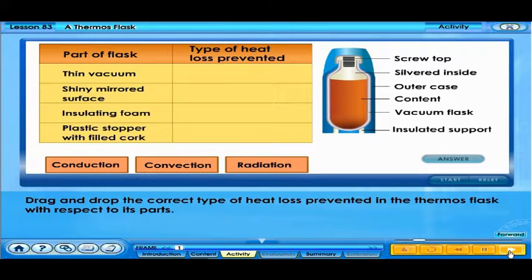Drag and drop the correct type of heat loss prevented in the thermos flask with respect to its parts.